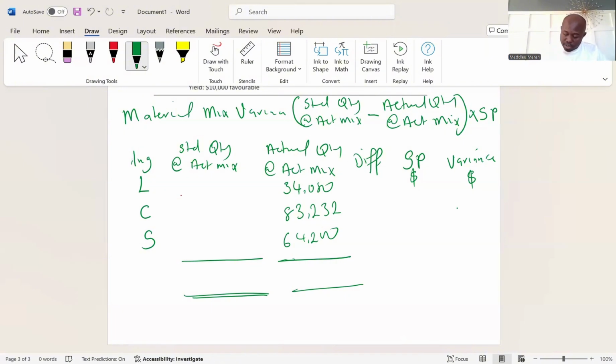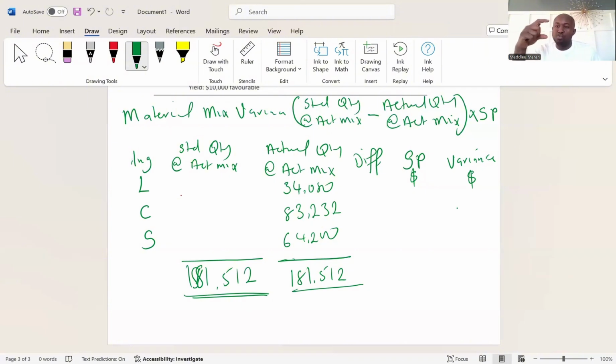My total is 181,512. So that will be the same 181,512. So my total for the actual quantity at actual mix should be the same total for the standard quantity at actual mix. That's my second step. My third step: what is their ratio?